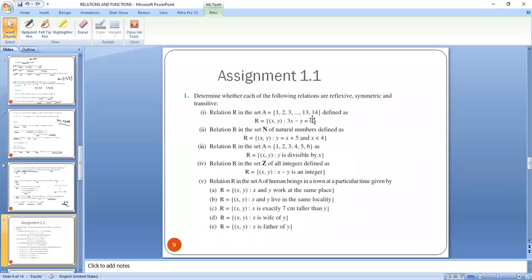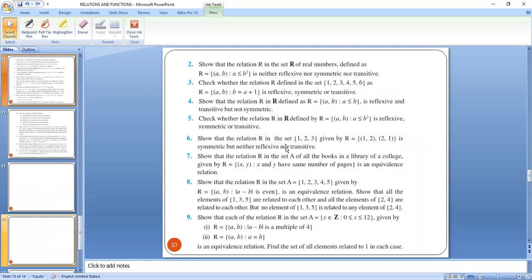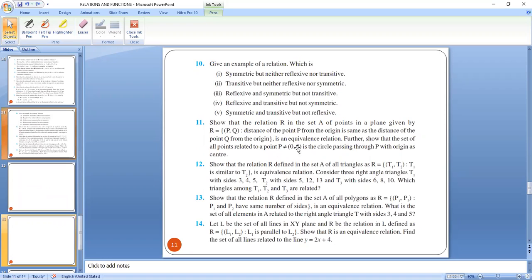Then your exercise 1.1 of your book contains all the questions related to reflexive, symmetric, transitive and equivalence. Question number 1: determine whether each of the following relations is reflexive, symmetric and transitive. Relation R is x comma y such that 3x minus y equals 0. You will check this relation. In the same way you will have the next questions, all related to reflexive, symmetric, transitive. You will have a number of questions for practice. So this is all about your relations.